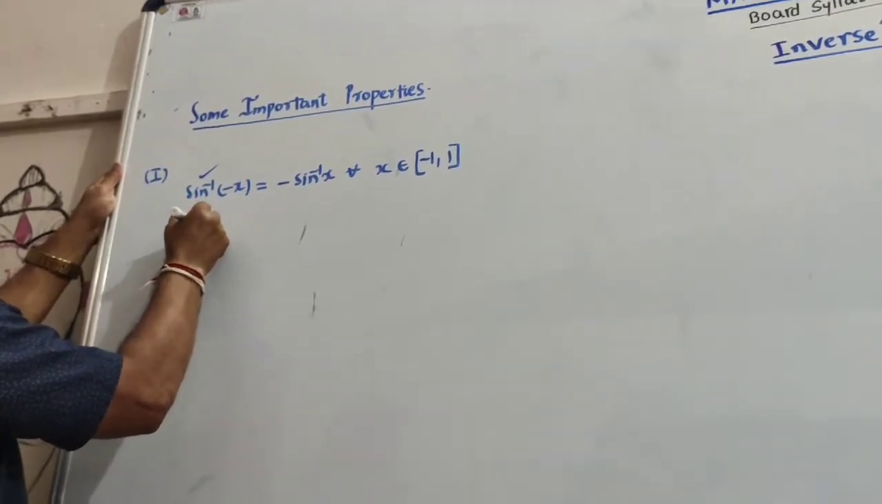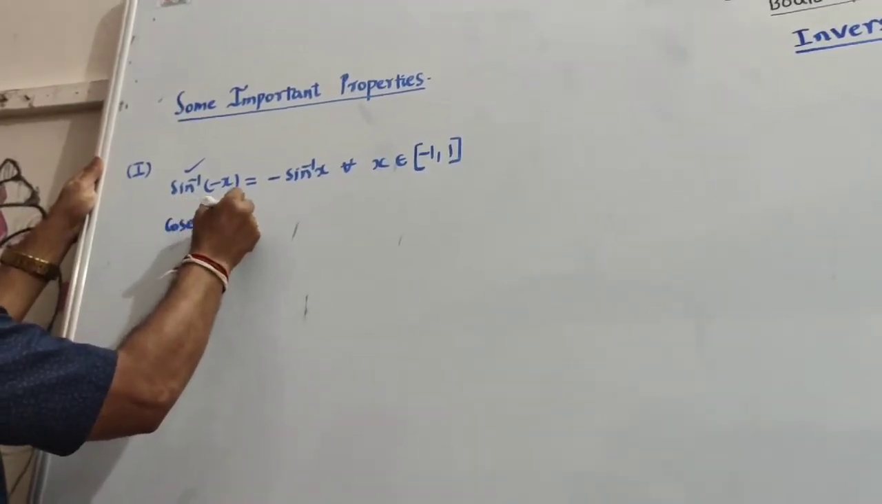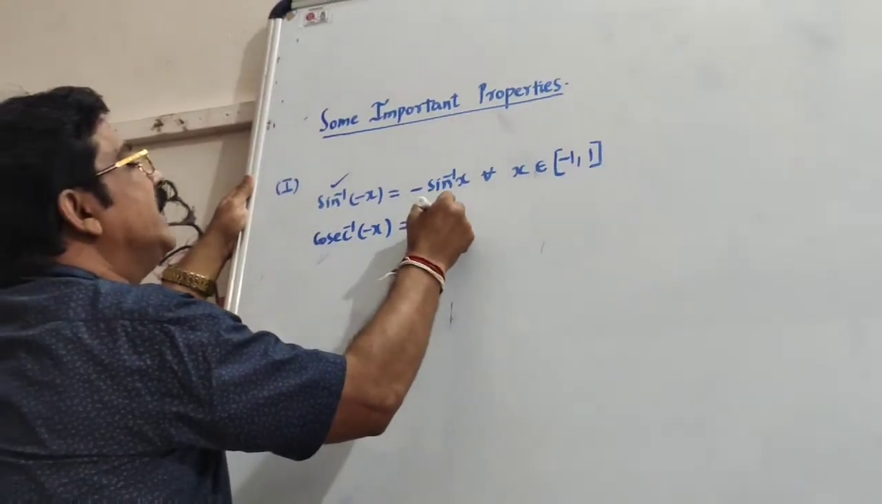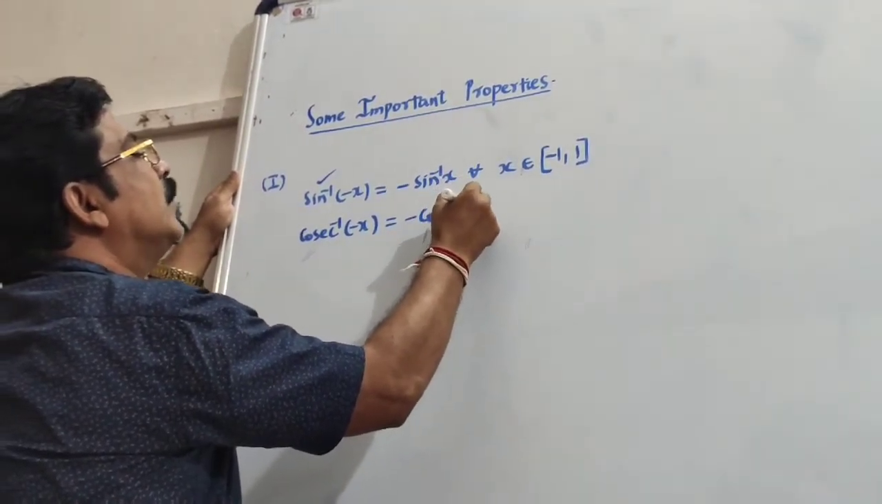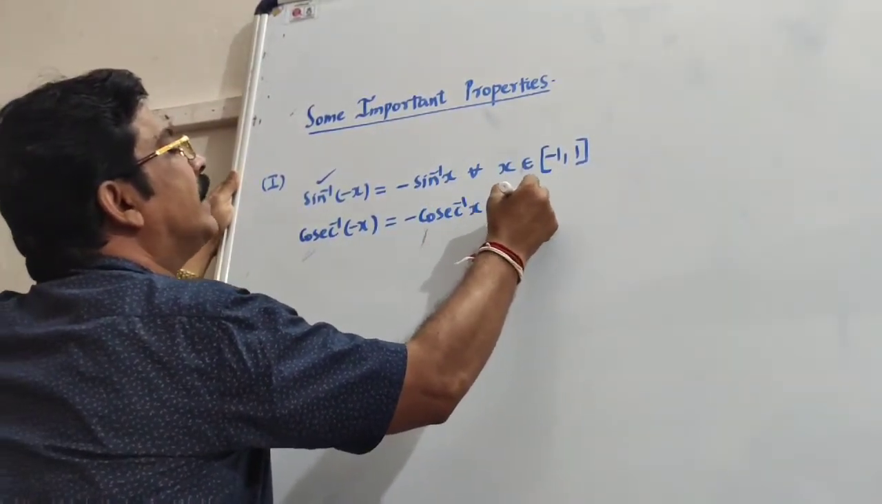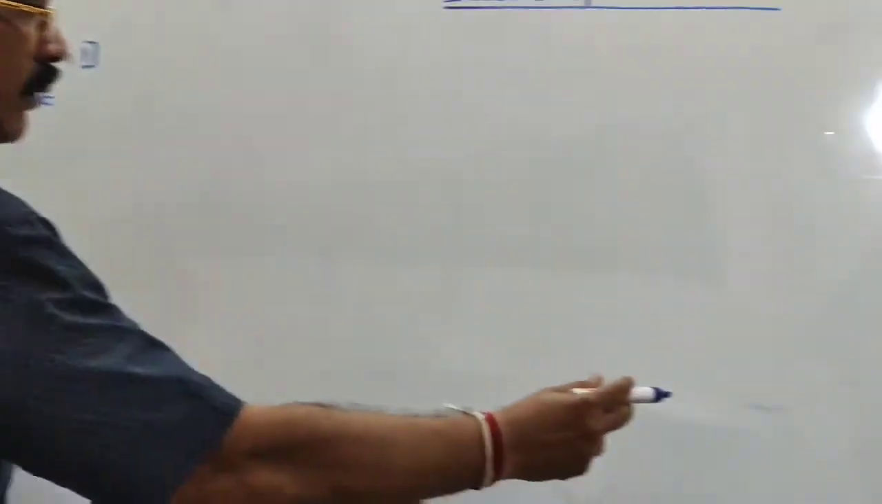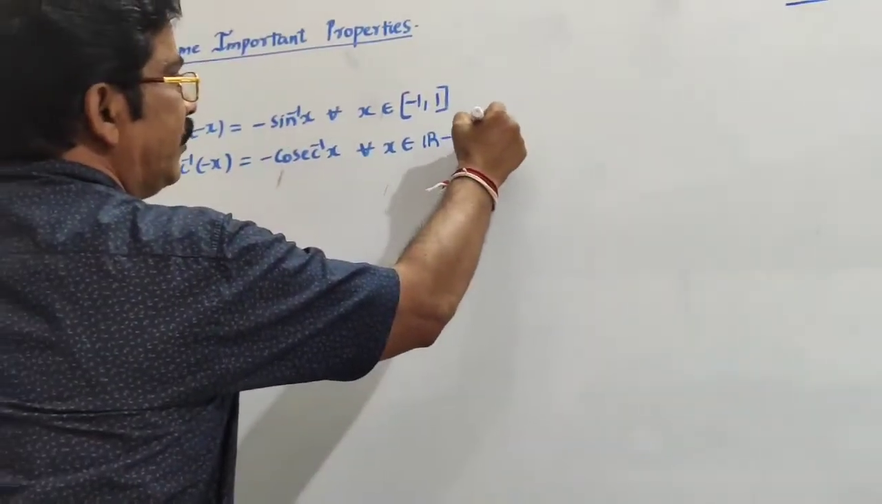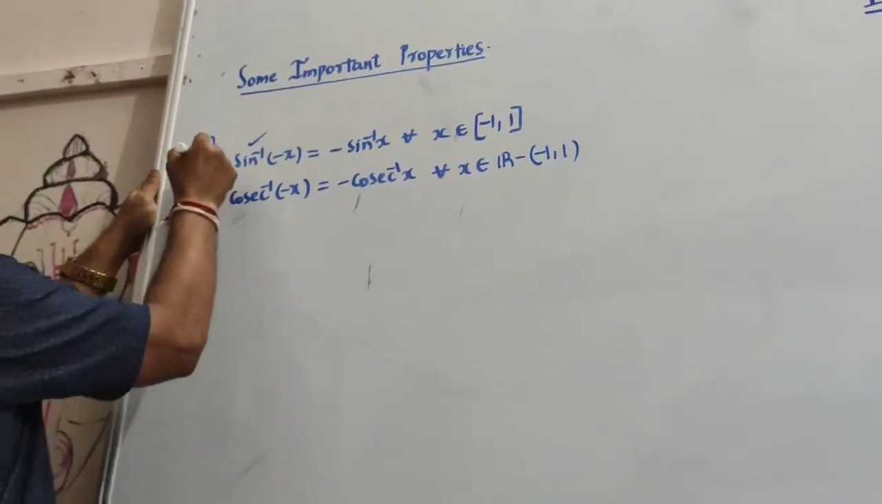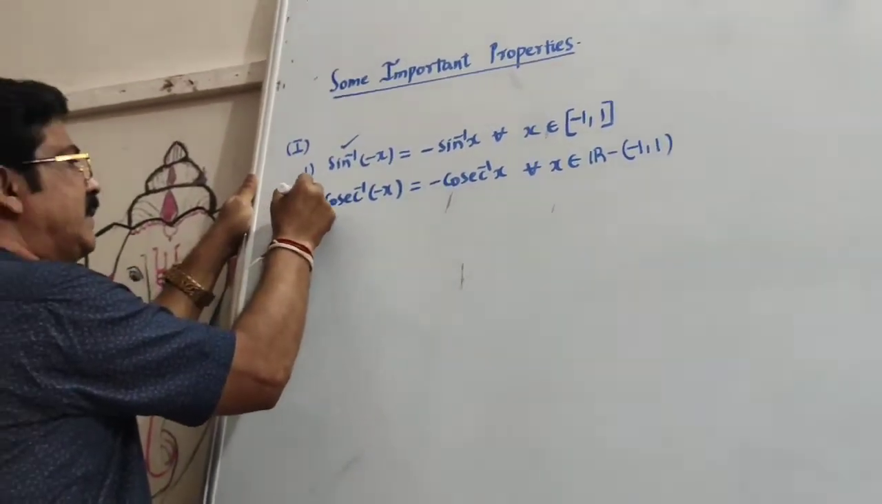cosecant inverse of minus x is also in the same pattern. Cosecant inverse x, it is for all x belonging to the domain of cosecant inverse. What is the domain? R minus the open interval of minus 1 comma 1. This is number 1, this is number 2.